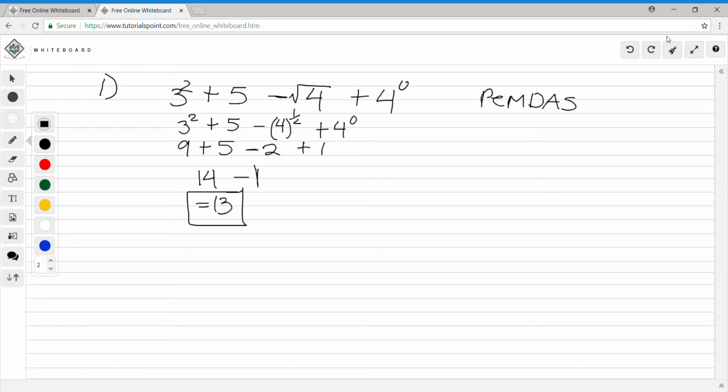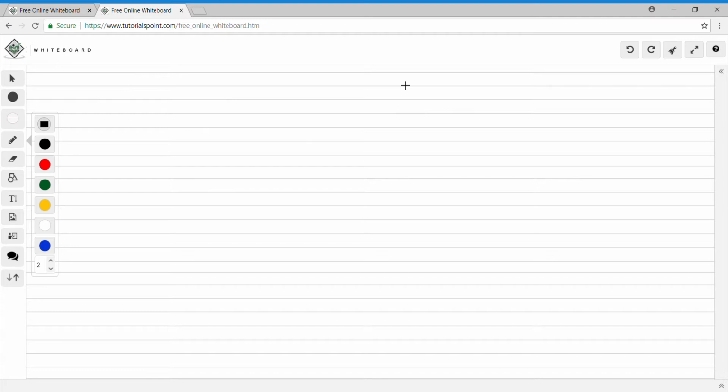So let's do some more. Let's do number 2: 9 divided by 3 times 5 minus 8 divided by 2 plus 27. So I'm going to do the PEMDAS. Do we have any parentheses? Nope. Do we have any exponents? Nope.